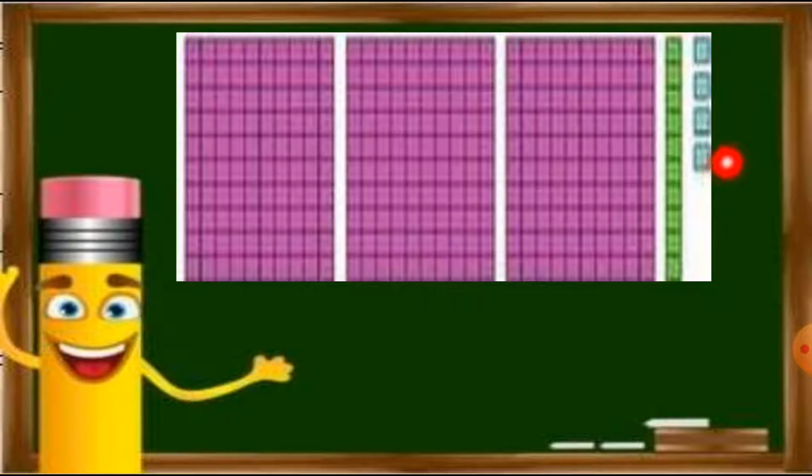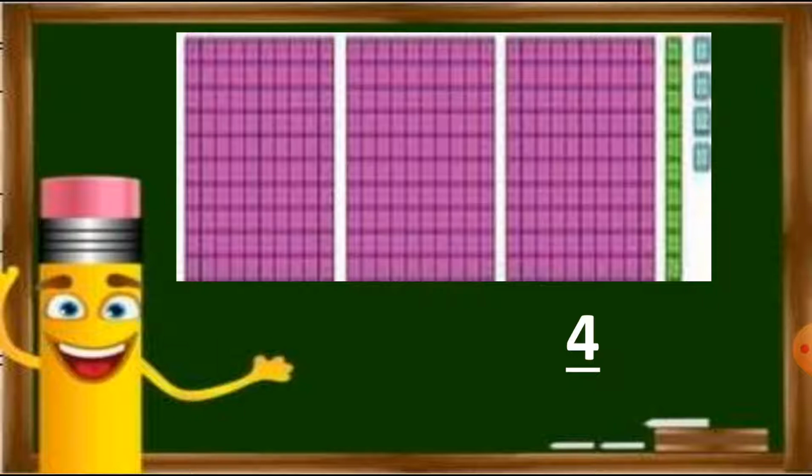Let's see, here are the blue dots. You can see my red dot. These small boxes indicate the ones value. So students, let's count the ones value first. 1, 2, 3 and 4. Which number do I have to put at the ones column? I have to put the number 4 at the ones column. So I write this number 4 at the ones place.